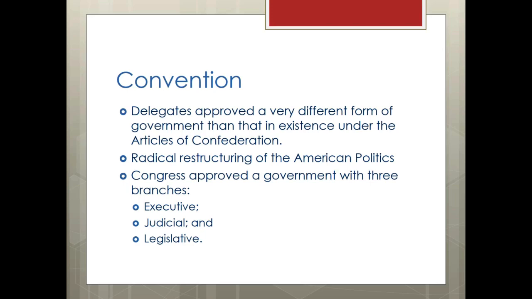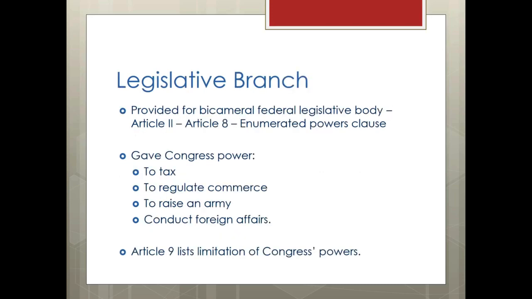But it became apparent very early on in the process during the convention that the Articles of Confederation had to be put aside and a wholly new and different type of document was necessary. It became apparent that there needed to be a radical restructuring of American politics. And one of the things that Congress did during the drafting process of this new document, which became our Constitution, was to create 3 branches of government: executive, judicial, and legislative.